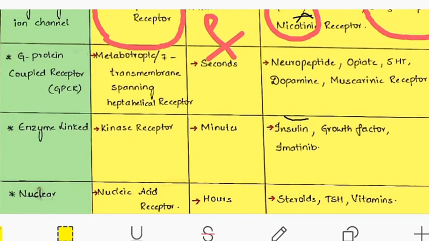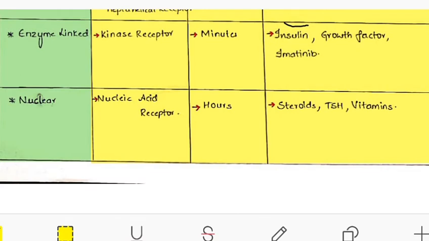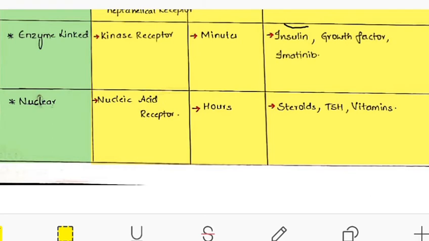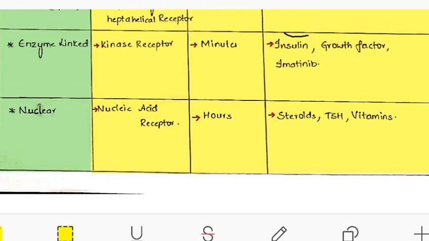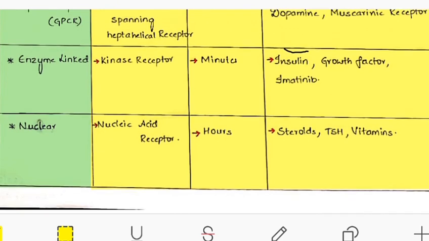Another important receptor type is enzyme linked receptors. Here the receptors are coupled with an enzyme, and they are also called kinase receptors because most of these receptors bind to a kinase enzyme. That's why we can also call them kinase receptors, and the reaction takes minutes. The best examples are insulin, growth factor and imatinibs. Here insulin is very important in the case of enzyme linked receptors.